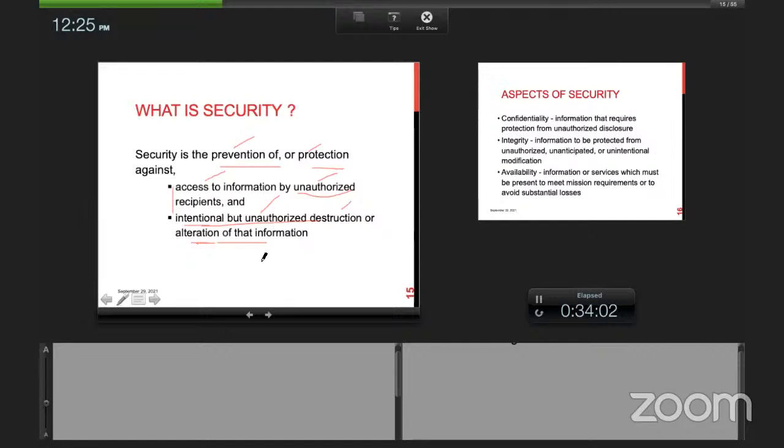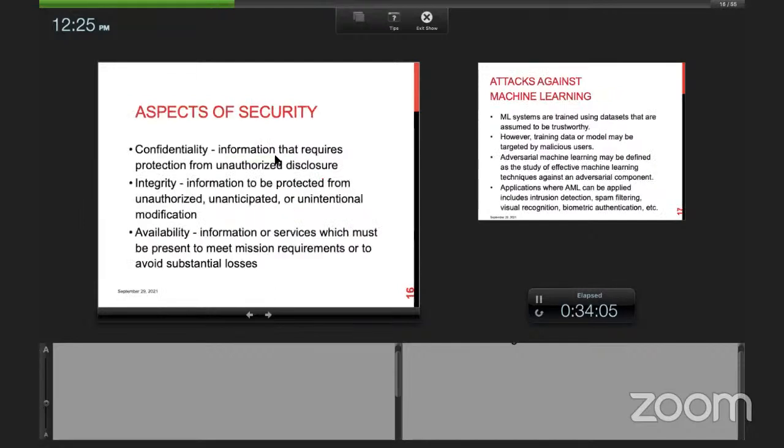And what are the different aspects in which you need to cover security? The aspects of security with respect to some data or information are, first of all, confidentiality. The information requires protection from unauthorized disclosure. That means if a certain group is not party to this patient, then obviously they must not get information about this particular patient. So this is the confidentiality clause for security.